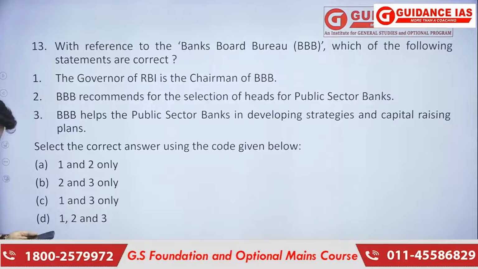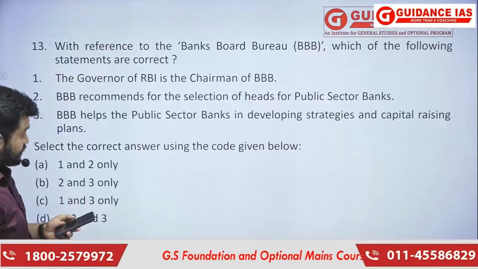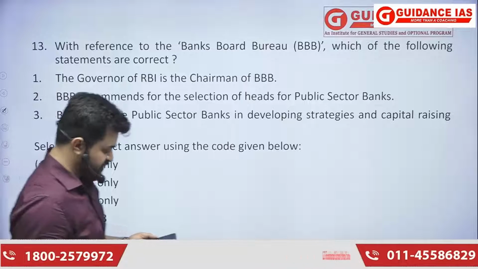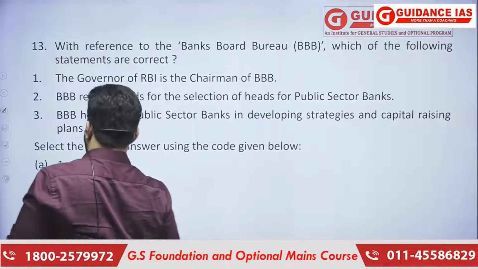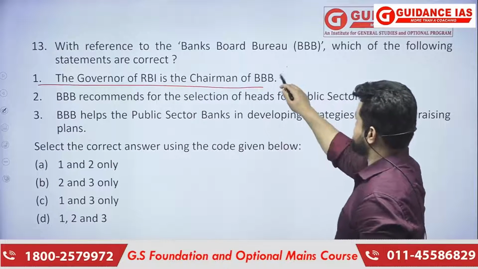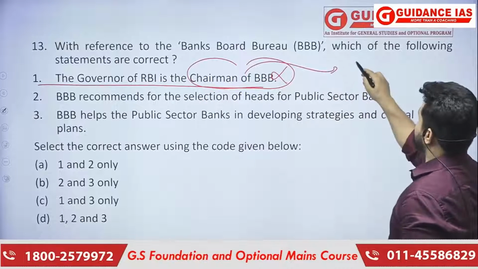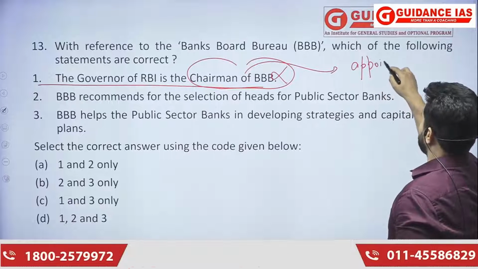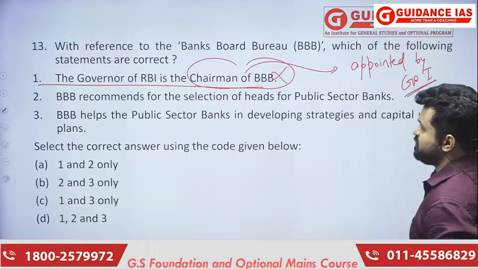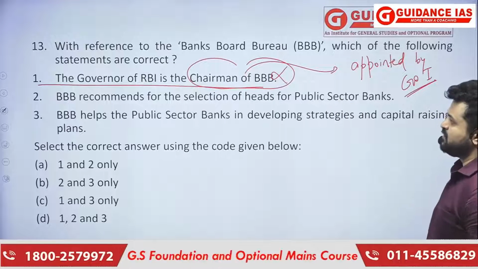Okay. Next question. With reference to the Bank Board Bureau, which of the following statements are correct? Okay. The governor of RBI is the chairman of BBB, that is Bank Board Bureau. Governor of RBI is the chairman of BBB. That statement is incorrect. Chairman of BBB, that is Bank Board Bureau, is appointed by the Government of India. The governor of RBI is not the chairman.